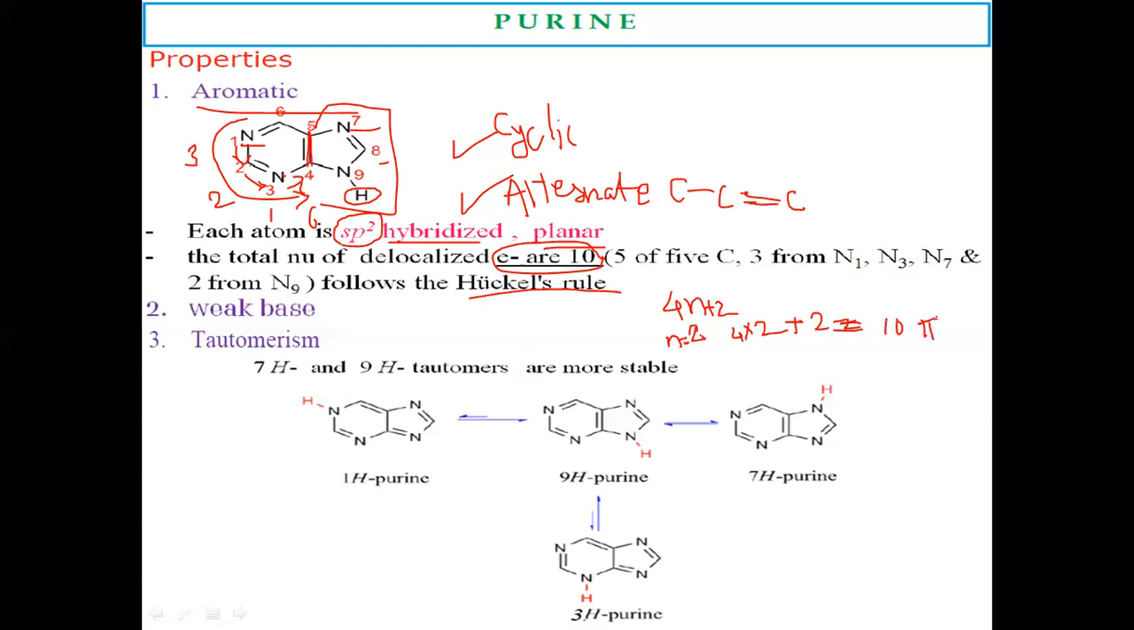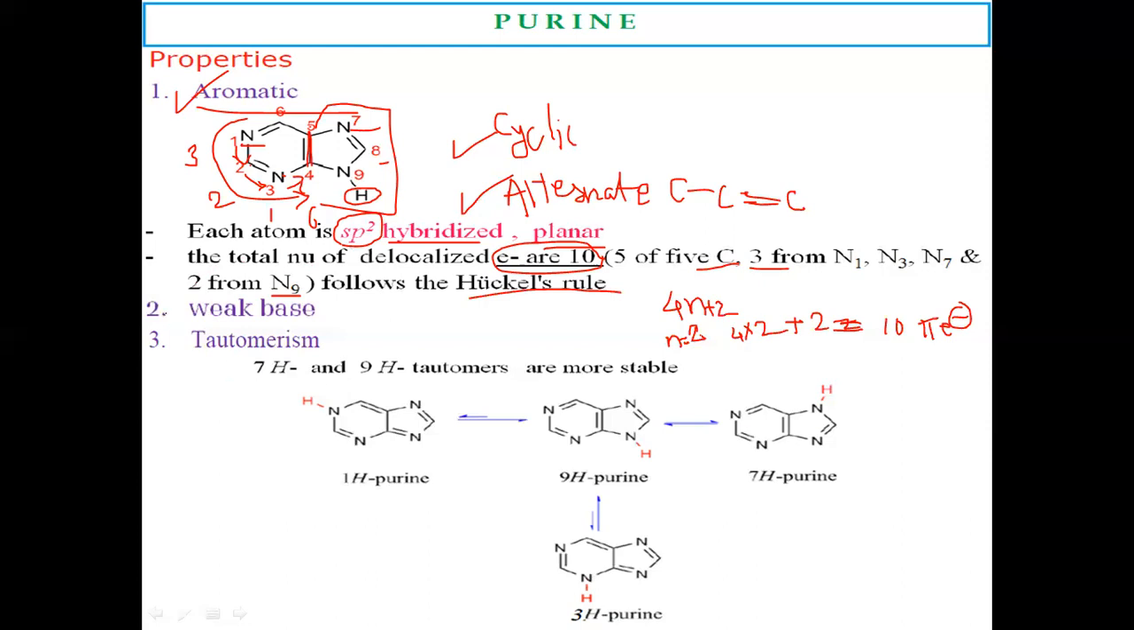If any system is cyclic in nature, has alternate single and double bonds, and obeys Hückel's rule, that compound should be aromatic in nature. In purine, the delocalized electrons come from carbon, 5 delocalized electrons; 3 from the nitrogen atoms N1, N3, N7; and 2 from N9. In total, 10 delocalized electrons are present in the purine system.